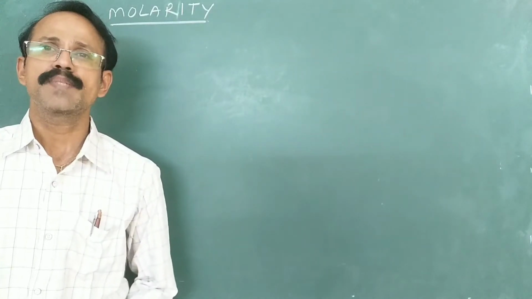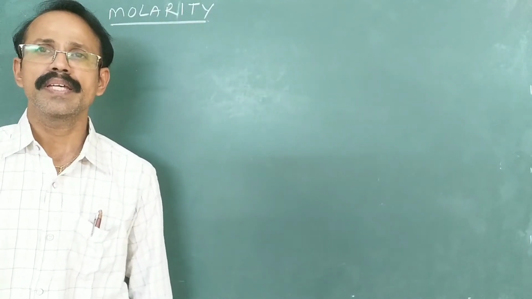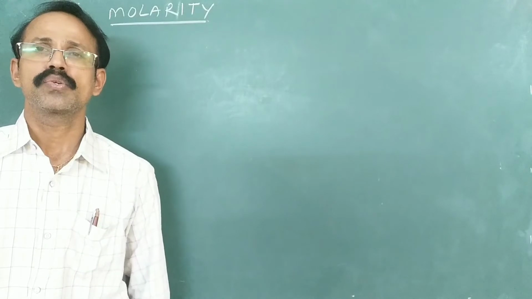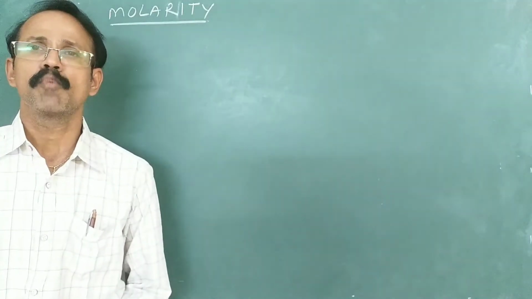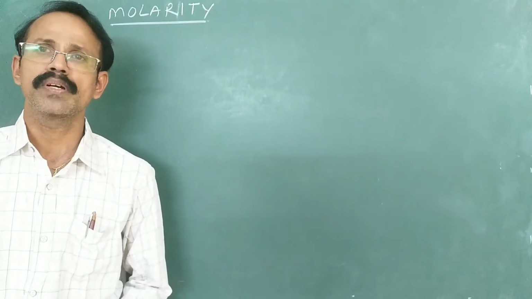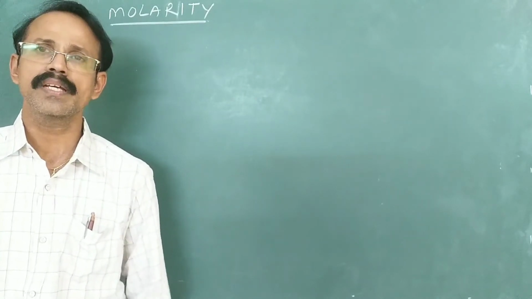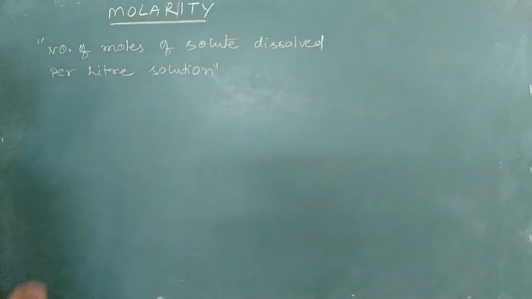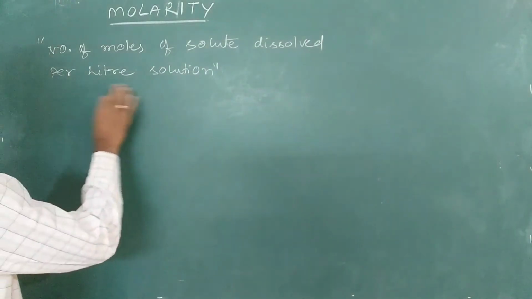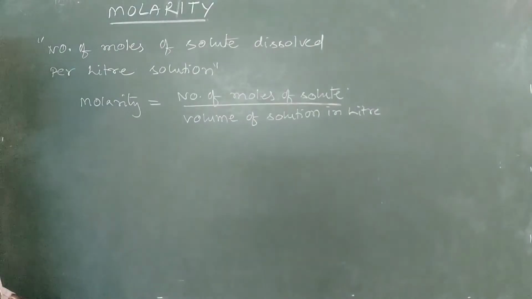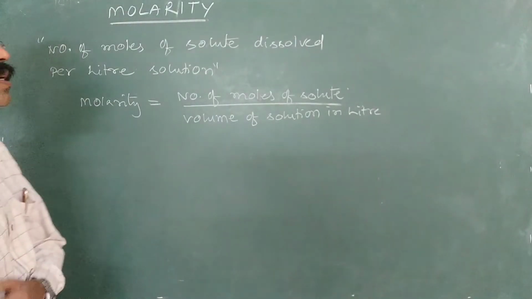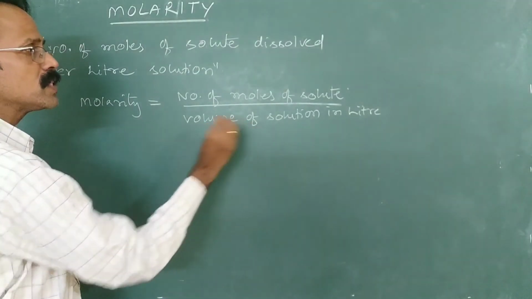Next method of expressing the concentration is molarity. So today we are going to discuss molarity. Molarity is the number of moles of solute dissolved in 1 liter of solution. So molarity is the number of moles of solute dissolved per liter of solution. Now molarity is given by the number of moles of solute divided by the volume of the solution in liters.